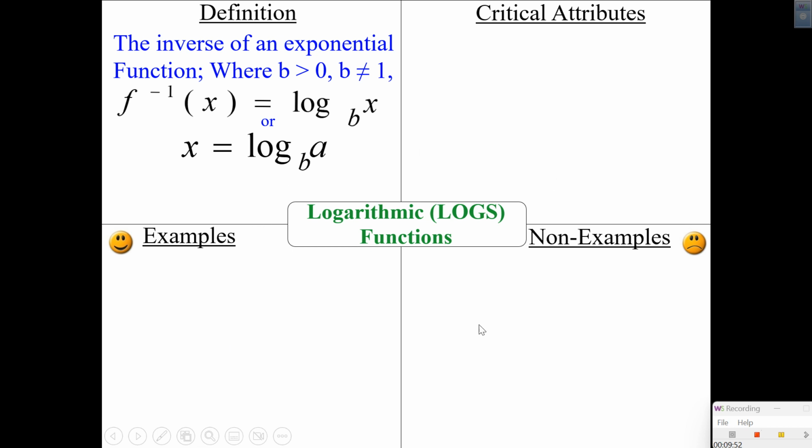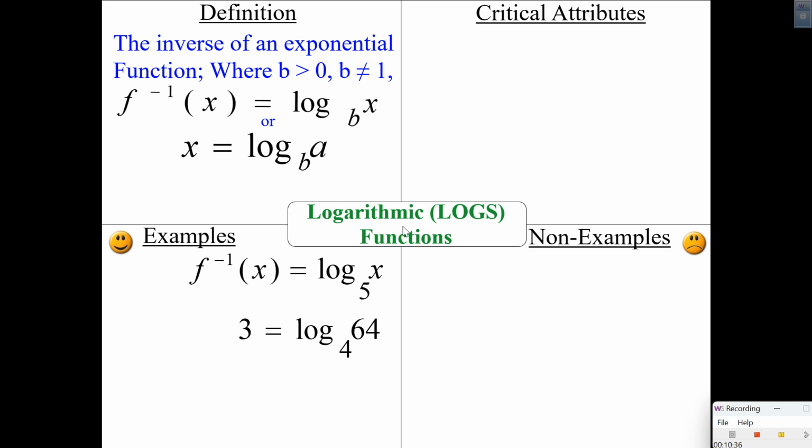Next, I'm going to give you some more, now with numbers. These are without numbers. These are with numbers. f inverse of x equals log base 5 of x, and 3 equals log base 4 of 64. Copy those.